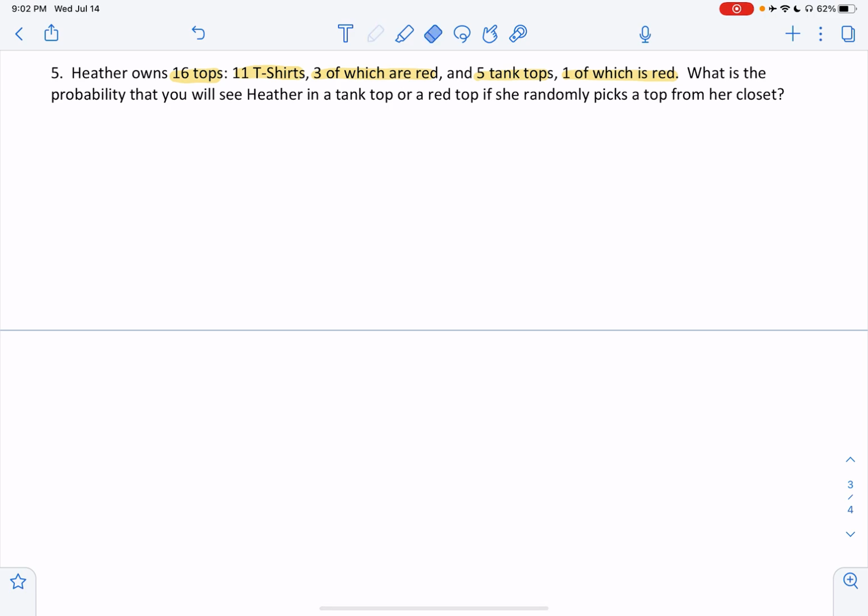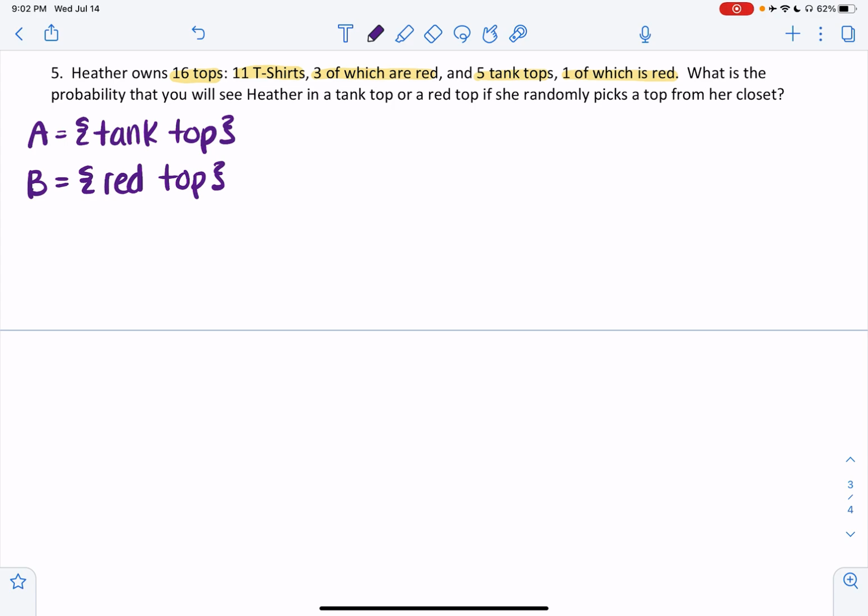So, what's the probability that Heather will pick a tank top or a red top? Event A is that she picks a tank top, and event B is that she picks a red top. All right, are these mutually exclusive? Could Heather be simultaneously wearing a tank top and a red top at the same time? Absolutely, because she has a red tank top. So she could simultaneously be wearing a red shirt that is also a tank top. Those can happen at the same time. So these are not mutually exclusive.